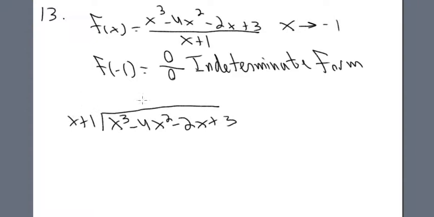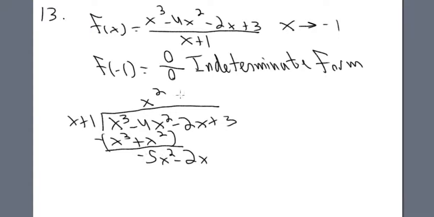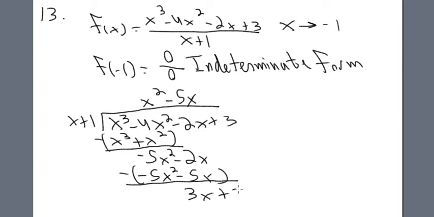Turn x into x cubed: x squared times x is x cubed, times 1 is x squared. Subtract. Cancels. Negative 4 minus 1 is negative 5x squared minus 2x. Turning x into negative 5x squared is minus 5x. Times x is negative 5x squared, times 1 is minus 5x. Subtract. Those cancel. Negative 2 minus negative 5 turns into 3x and then plus 3.